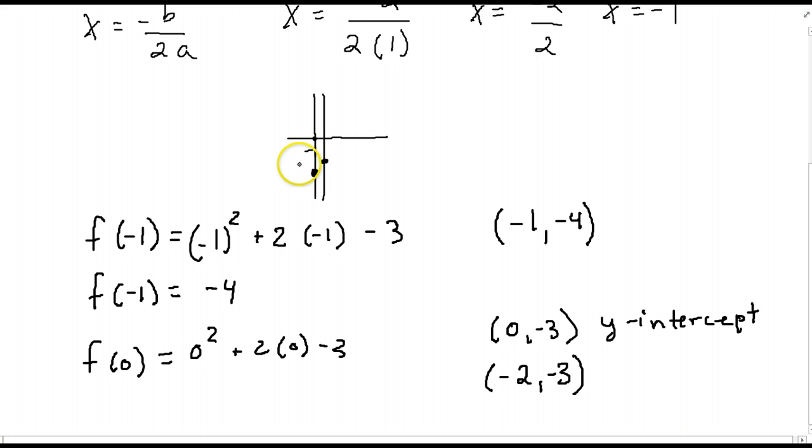So then we can plot that. So we go left 2, down 3. And then we have 3 points. So from there, we're able to draw our parabola.